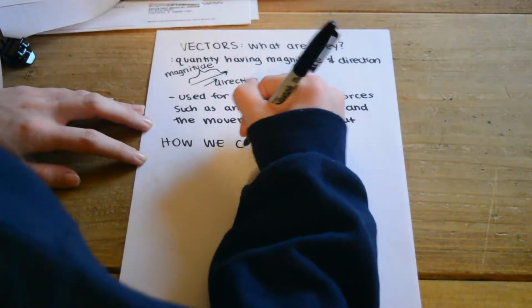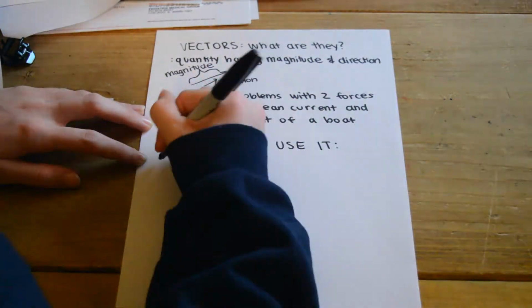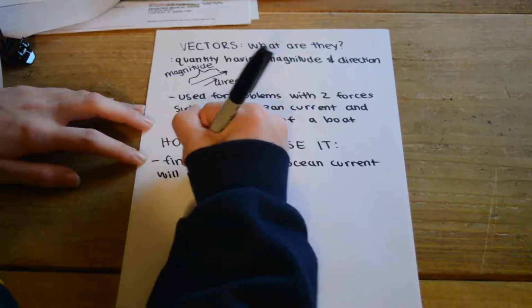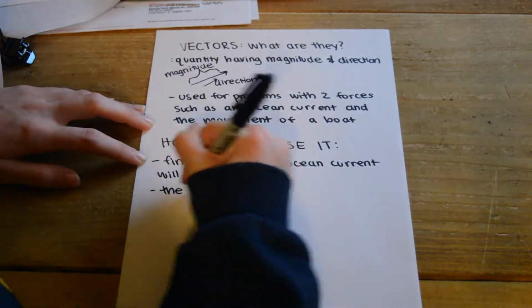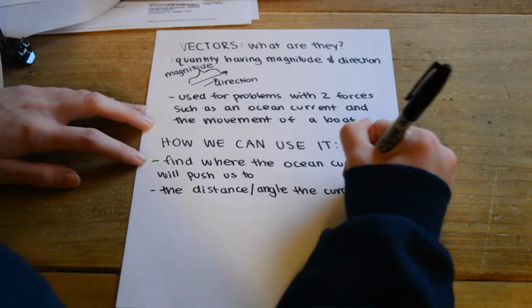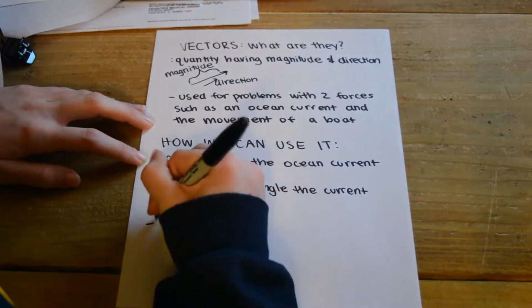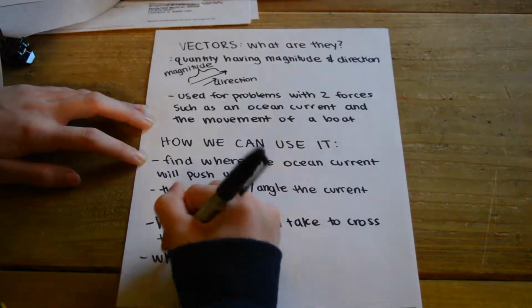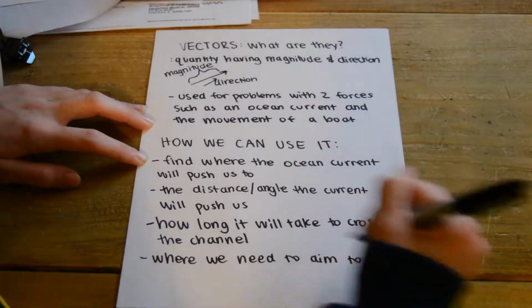The way we will use vectors in our kayaking problem is to find where the ocean current will push us to, the distance and angle the current will push us, how long it will take to cross the channel, and where we need to aim to reach our point.